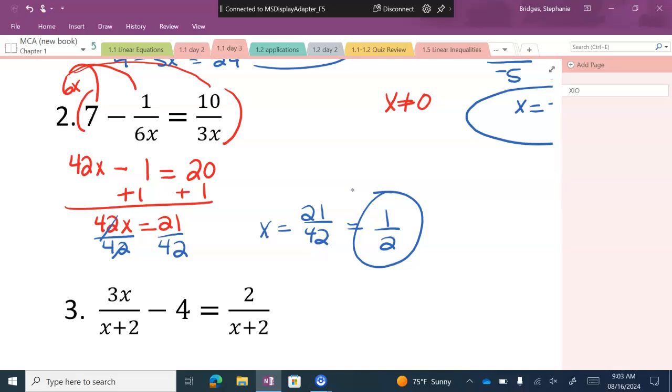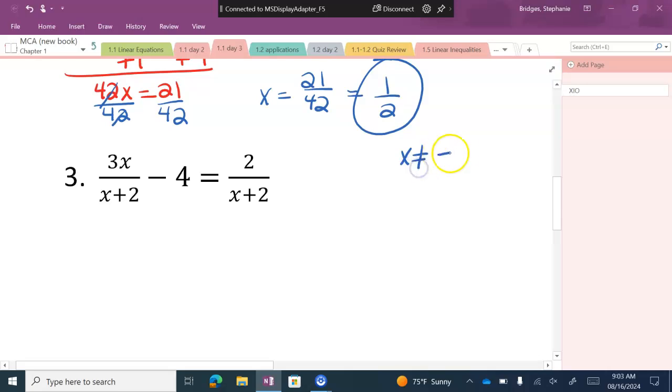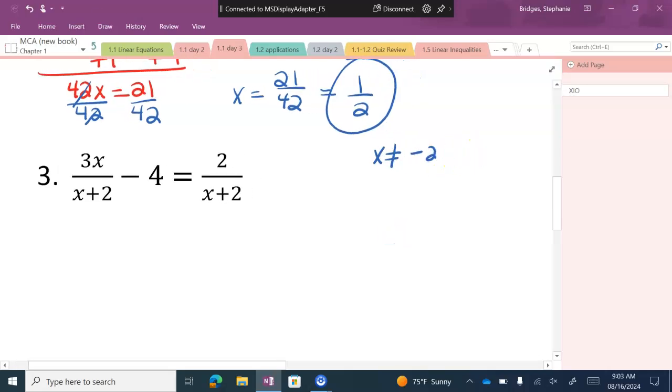So let's start with your restriction. If you can't think about it in your head, take that denominator, set it equal to 0, and solve. What plus 2 equals 0? -2. Okay? So x cannot equal -2. Again, if you're not sure where I got that from, let me show you. I just took the entire denominator, x plus 2. I set it equal to 0, and I solved for x. That tells me what number is going to make that equal 0, and that's where that -2 came from.